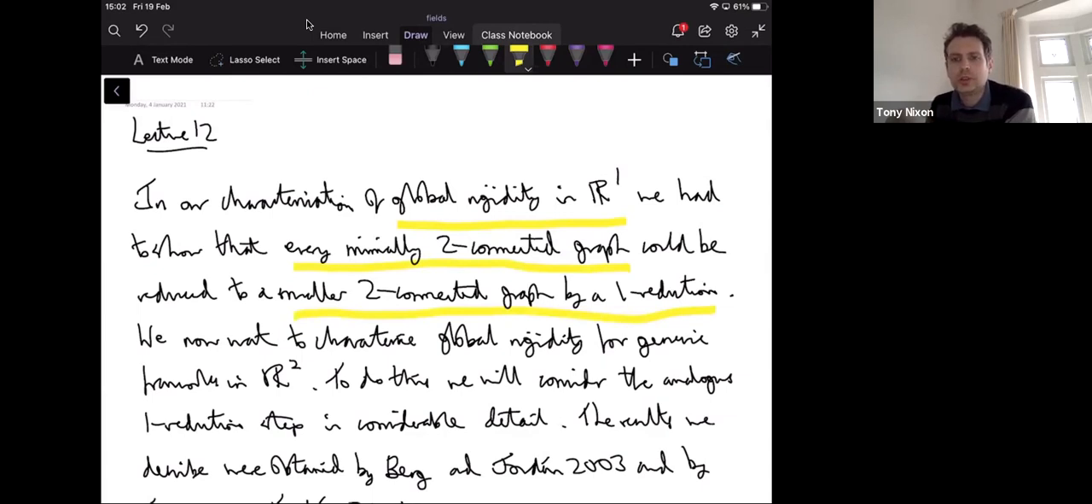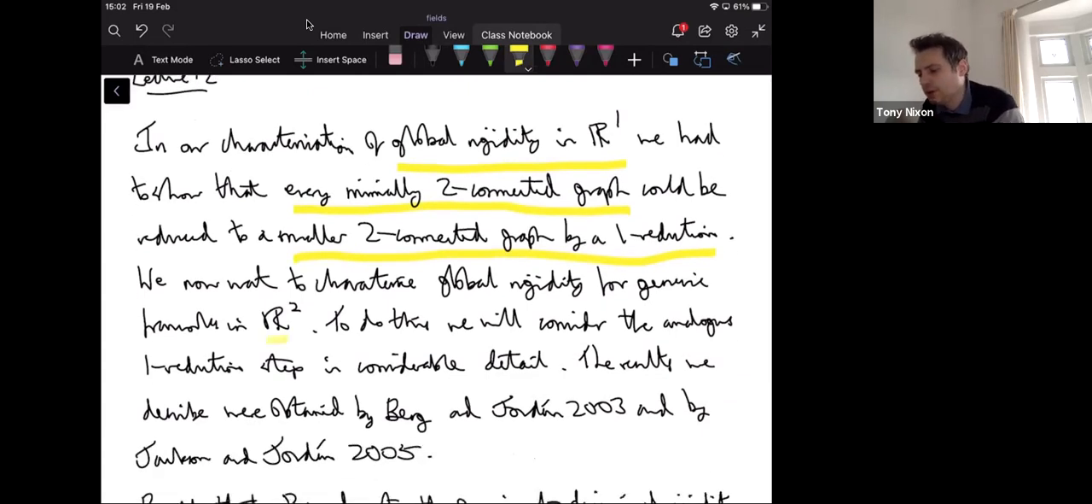So now we really want to do that in 2 dimensions. So we want to characterize global rigidity for generic frameworks in R2. And so we're going to be looking at when can we find a degree-three vertex and when can we apply a one reduction to it. But this is going to be much more complicated.